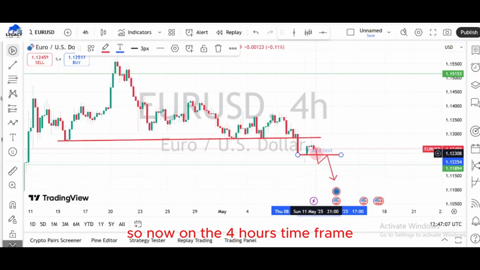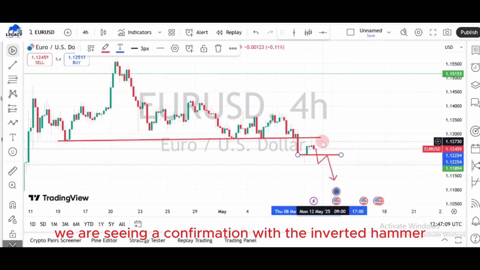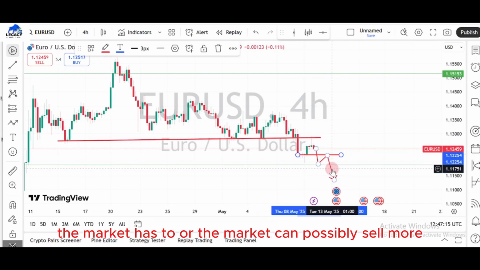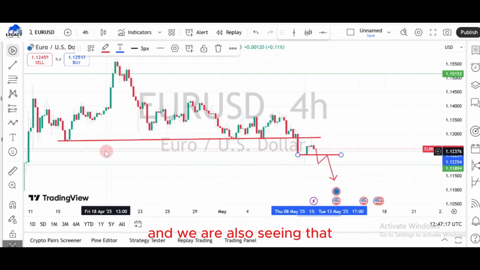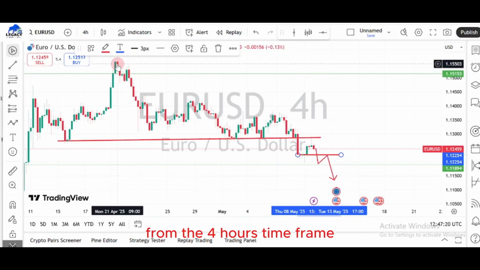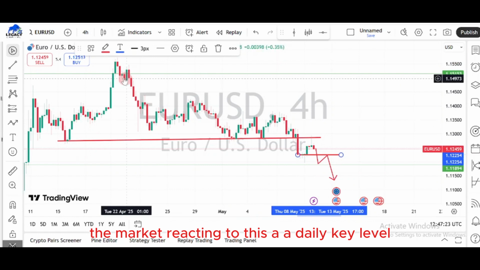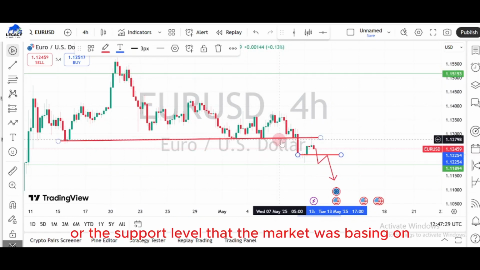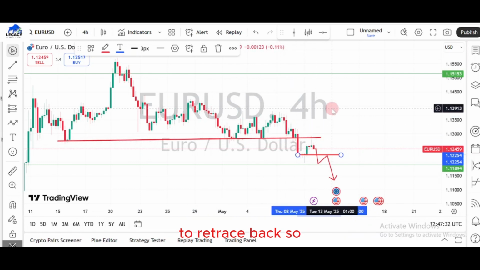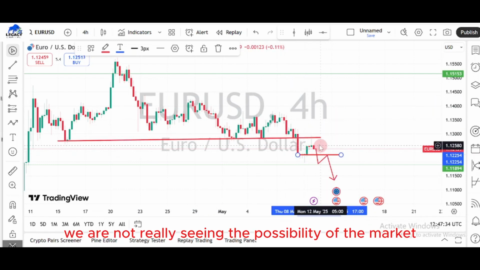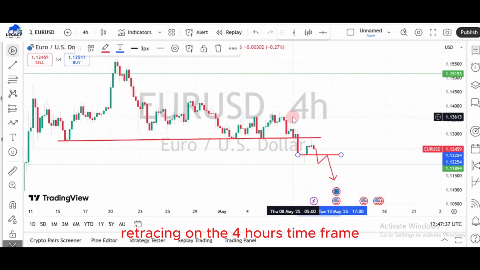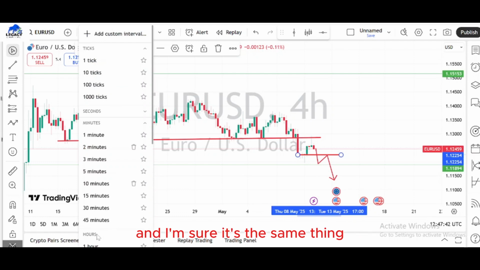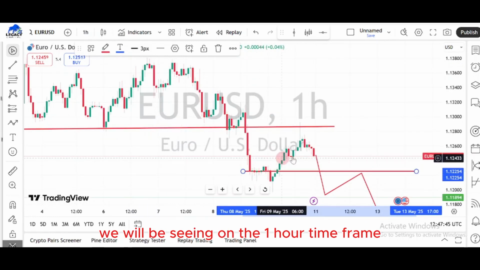So now on the 4 hours time frame, we are seeing the confirmation with the inverted hammer telling us that the market can possibly sell more. We are also seeing that from the 4 hours time frame, the market reacting to this daily key level has broken the strongest support level that the market was basing on to retrace back. So we are not really seeing the possibility of the market retracing on the 4 hours time frame. So we will look more for sell positions on the 4 hours, and I'm sure it's the same thing we'll be seeing on the 1 hour time frame.